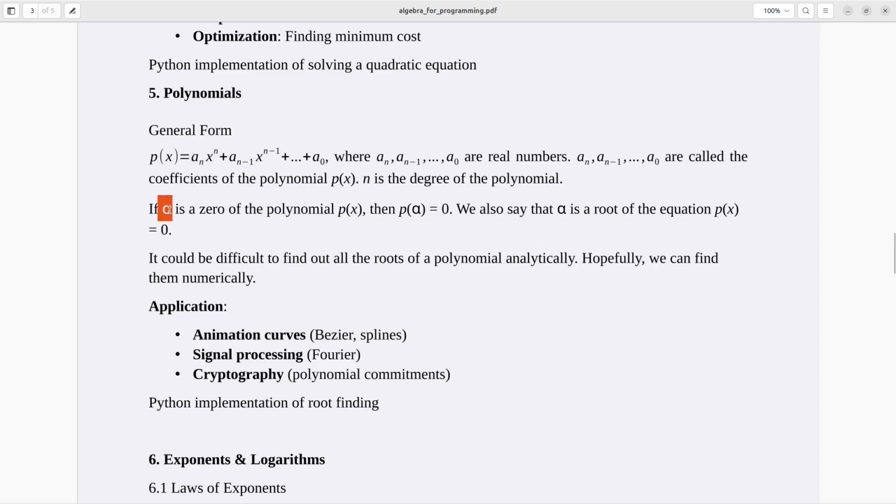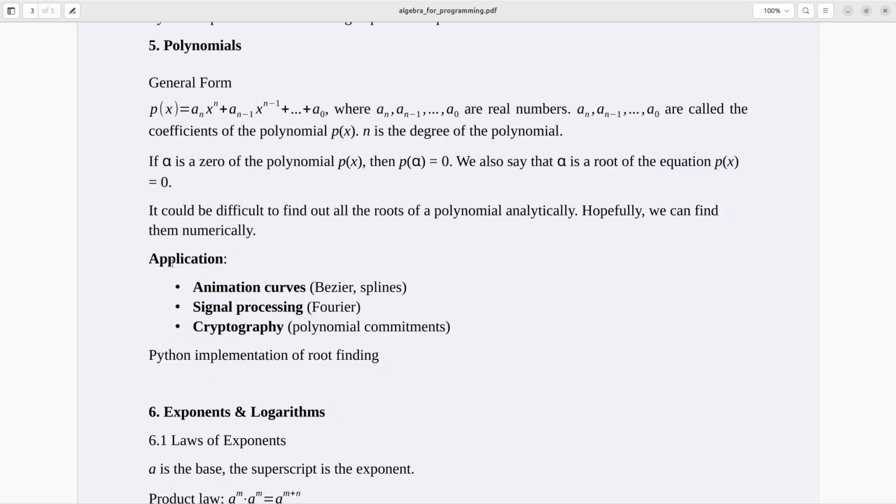Okay. If alpha is a 0 of the polynomial, then I'm able to show that p of alpha equals 0. We can also say that alpha is a root of the equation p of x equals 0. So if we equate the polynomial to 0, alpha will just be the root of this equation. Okay. And it could be quite difficult to find out all the roots of a polynomial analytically. Hopefully, we can use some numerical approaches to find the roots, although we have to be concerned about the errors obtained from those numerical methods.